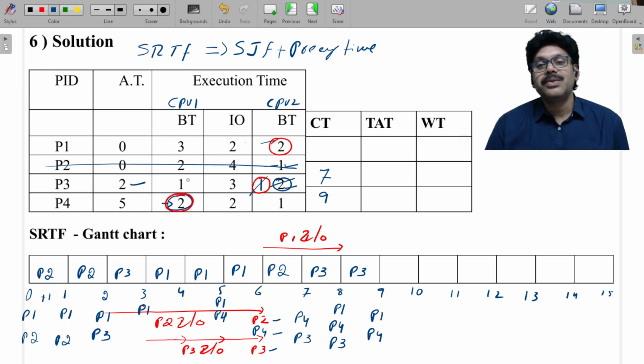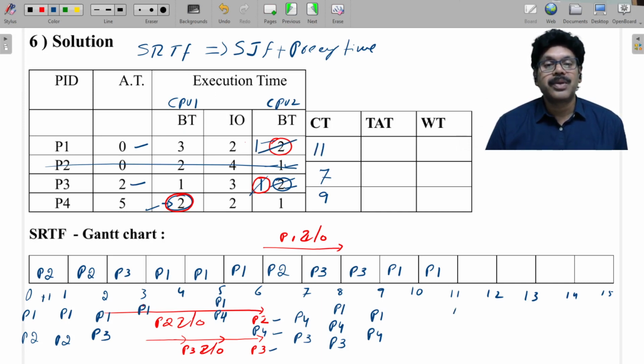Again, the burst times are the same, so you need to consider the lowest arrival time. So P1 wins the race. P1 is executed for 2 units because that is the only shorter one. Even if I cut 1, it becomes 1, 1 and 2. P1 is the only shorter, so P1 is given 2 units. P1 got completed by 11.